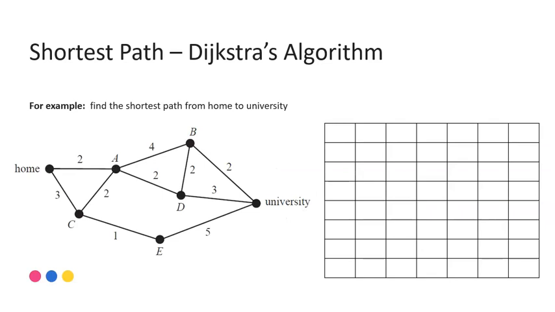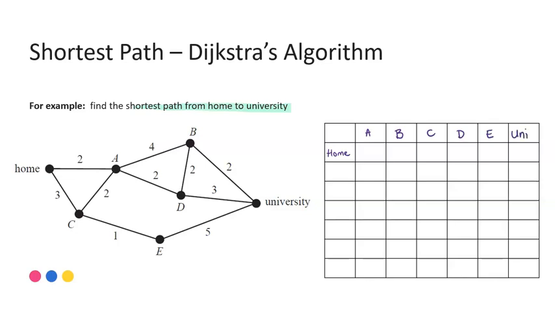The method I use for Dijkstra's algorithm is the table method. So what I need first is a table setup that I'm going to fill out, and I'm going to work my way across each row considering a starting point. So in this case, I'm being asked to find the shortest path from home to university. So my first starting point is at home. I then write the remaining vertices across the top of the column headings here. So I put in vertex A, B, C, D, E, and the university.